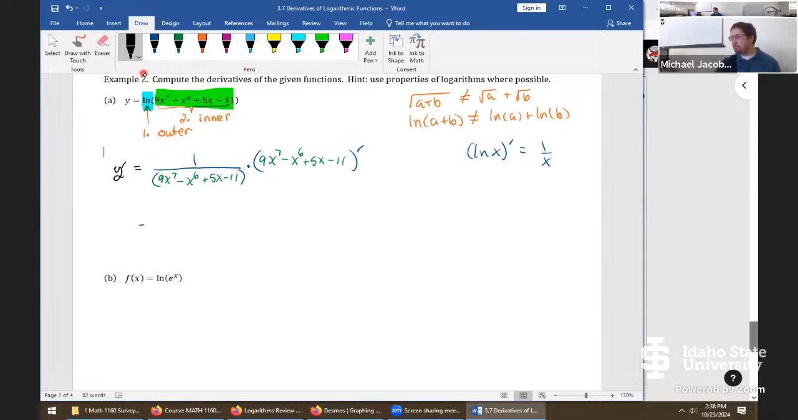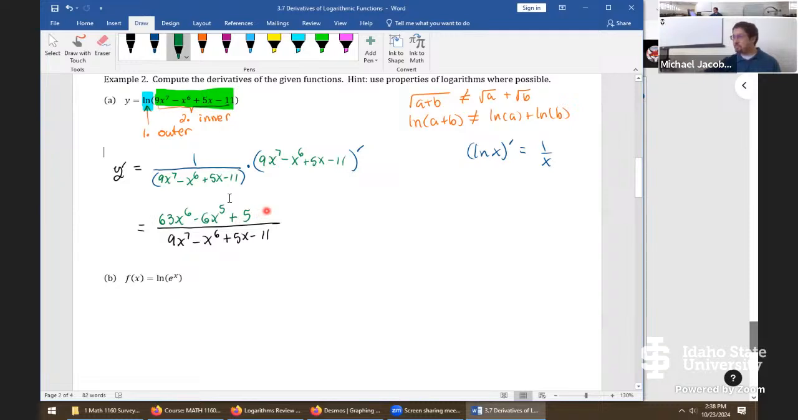So here's how this problem ends up. 9x^7 minus x^6 plus 5x minus 11. Black is just to say we copied it with no change. But differentiating this thing is going to give us, term by term, 63x^6 minus 6x^5 plus 5. The derivative of the constant goes to 0, and so that's the whole result.